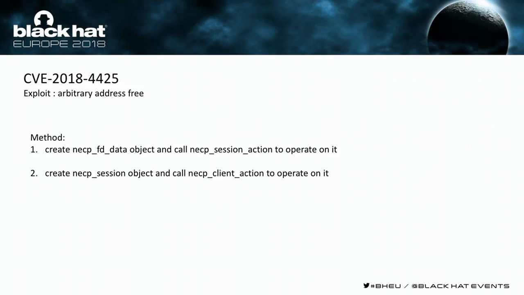Let's talk about how to exploit this vulnerability. There are two methods. The first one is you can create the NECP FD data kernel object by calling NECP open and then call NECP session action instead of NECP client action to operate on it. The second method is the opposite. You can create an NECP session object and call NECP client action instead of NECP session action to operate on it. So I use the first one. Okay, let's see how I exploit.